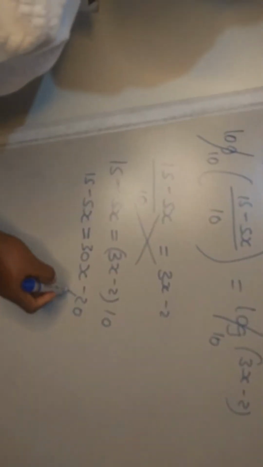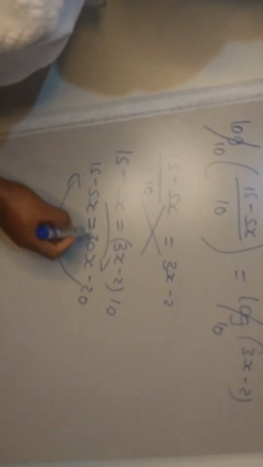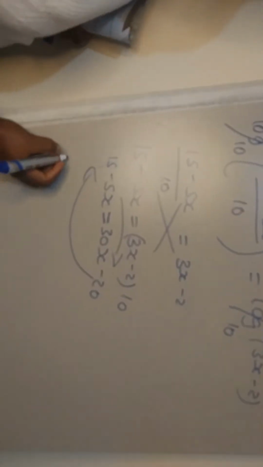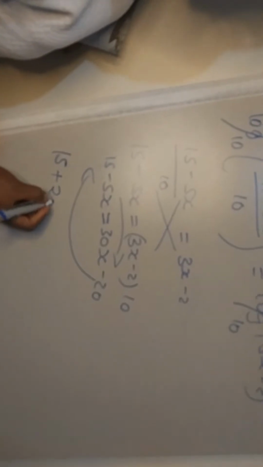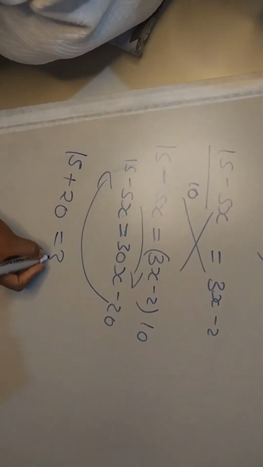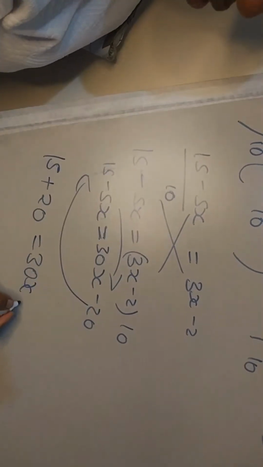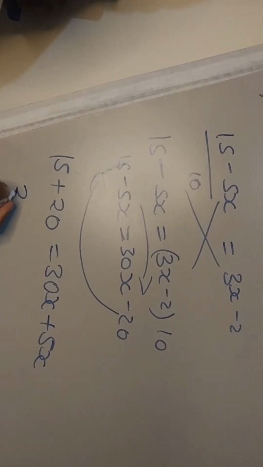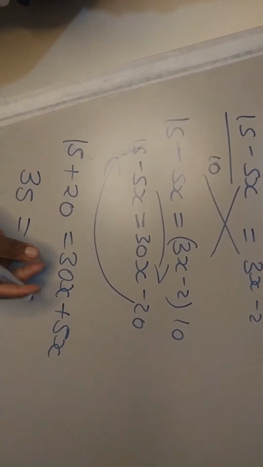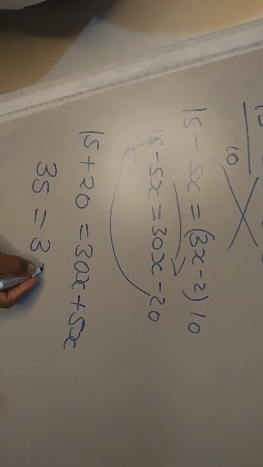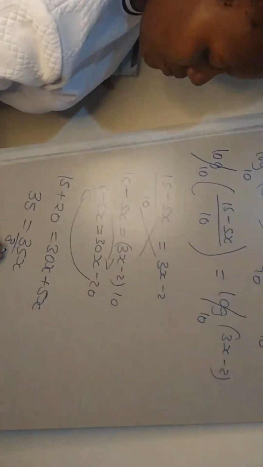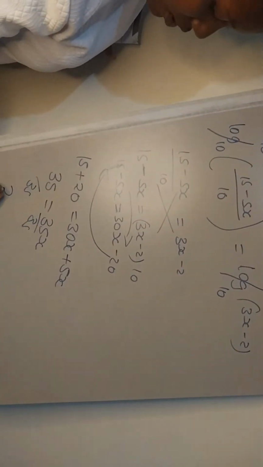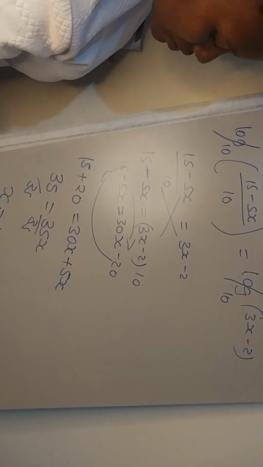30x minus 20. Let us take what is common to one side. Minus 20, once it crosses the equal sign, becomes plus 20. Minus 5x, once it crosses the equal sign, will be plus 5x. 15 plus 20 takes us to 35, which is equal to 30x plus 5x, giving us 35x. We want the value of the unknown, which is x. We divide by 35 on both sides. So our x simply becomes 1.